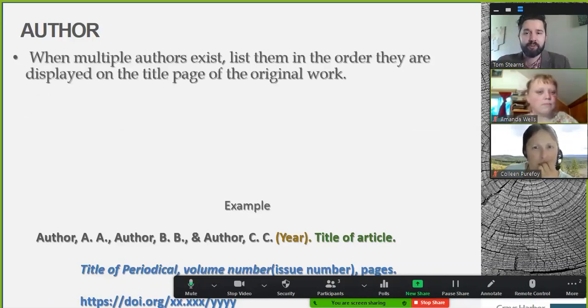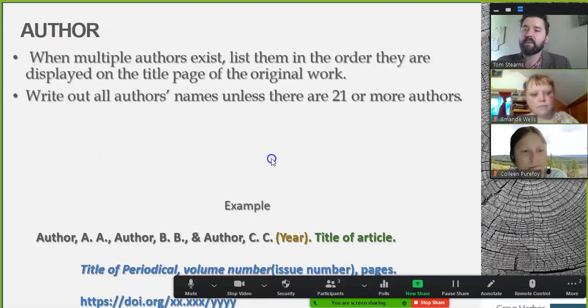So when multiple authors exist, like in this example, you'll list them in the order that they're displayed on the title page of the original work. And we'll take a look at that in a minute when we do our example paper. Write out all authors' names unless there are 21 or more authors. 21 is a lot of authors, but you'd be surprised. There are a lot of articles written out there that are authored by more than 20 people.